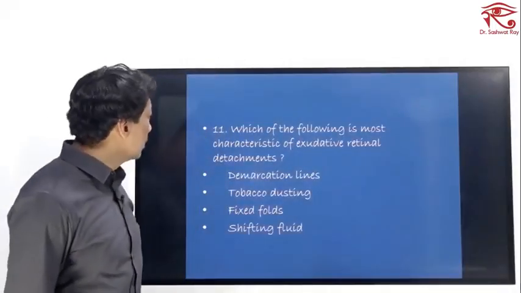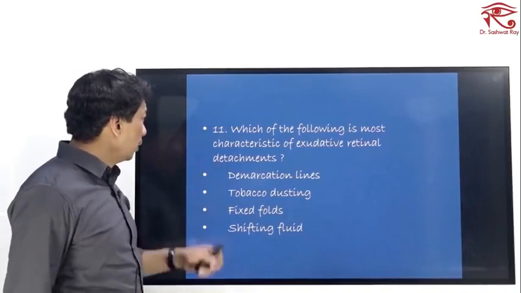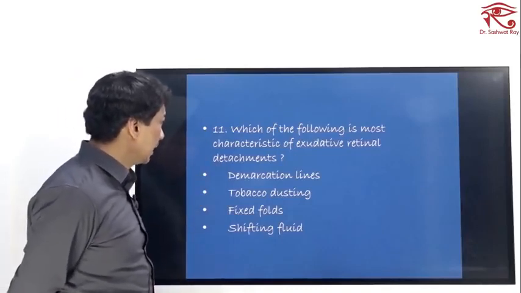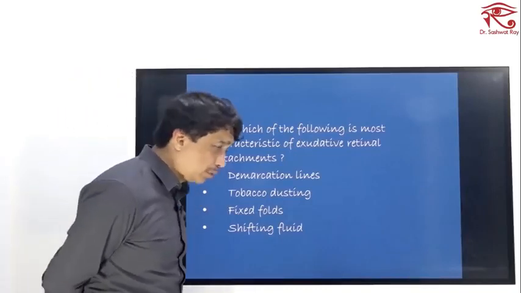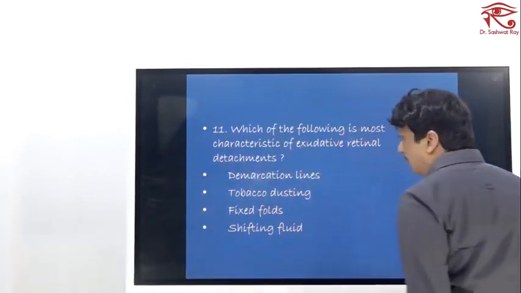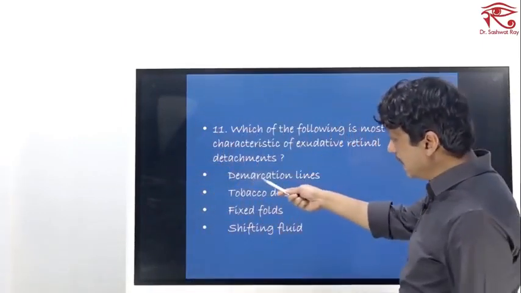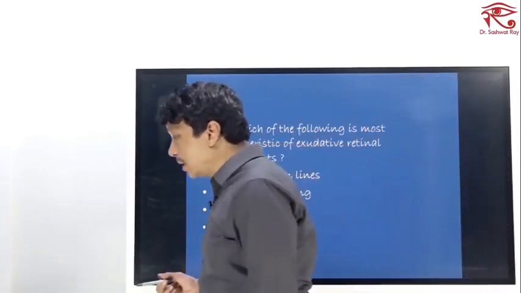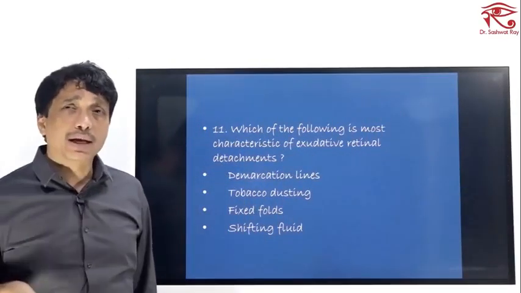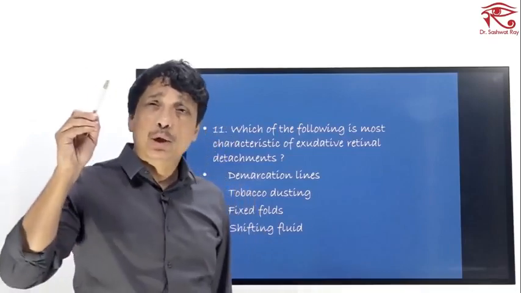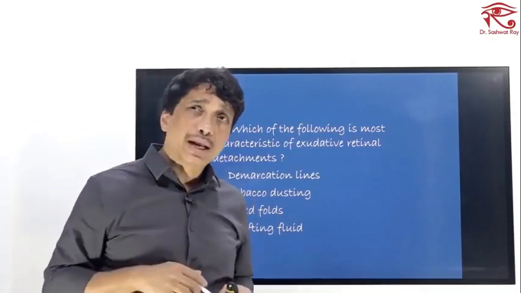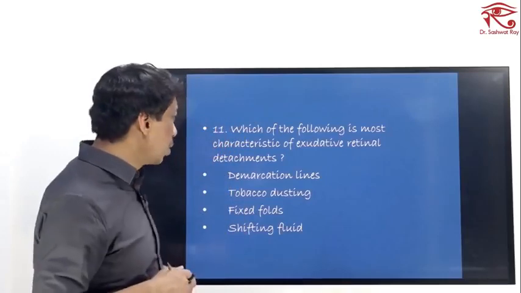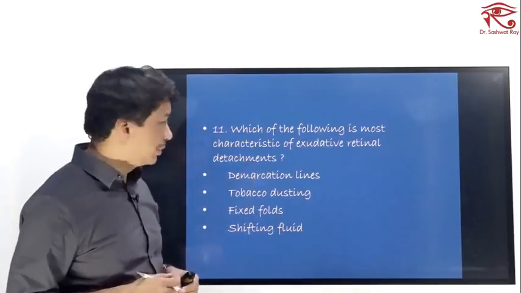The next question, ladies and gentlemen, we are going to talk about which of the following is most characteristic of exudative retinal detachments. And that's a good question, and let's focus on that. The first thing is demarcation lines. That is incorrect, because if you remember your theory, demarcation lines are present in long-standing chronic retinal detachment. These are lines on the retina which tell us of long-standing and chronic retinal detachment. They are not a hallmark of exudative retinal detachment.